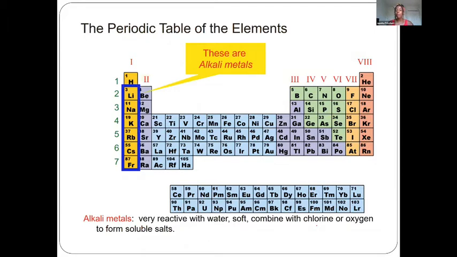There are a few names associated with some of the groups. Our group 1 elements are known as alkali metals. Alkali metals are very reactive with water. Again, think about it: they only have to kick out that one electron to start undergoing a chemical reaction. They tend to be soft, and they can easily combine with chlorine or oxygen to form soluble salts.